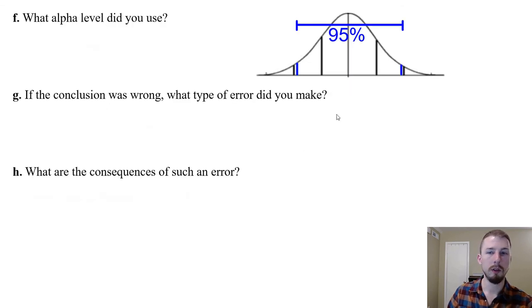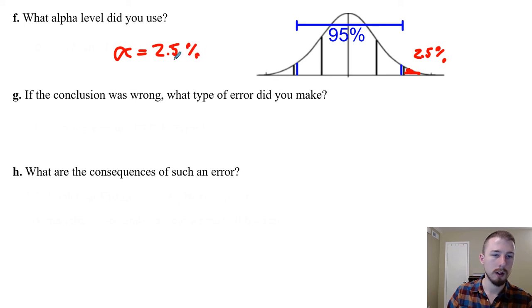What alpha level did we use? Well, if we used a critical value to test it with 95% confidence, then what percent is going to be on each tail? So over on this tail, the upper part of the tail would be 2.5%. So we would have used an alpha level, which is kind of weird to draw, but alpha is equal to 2.5. It's only weird because it's not part of the Latin alphabet. It's Greek, and we don't use Greek letters very often.